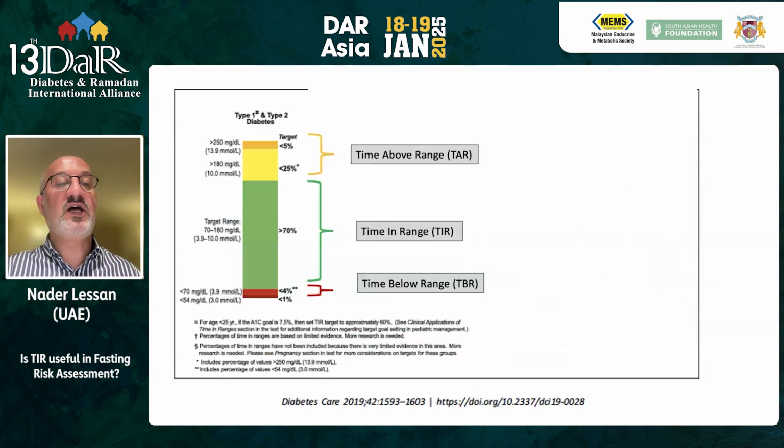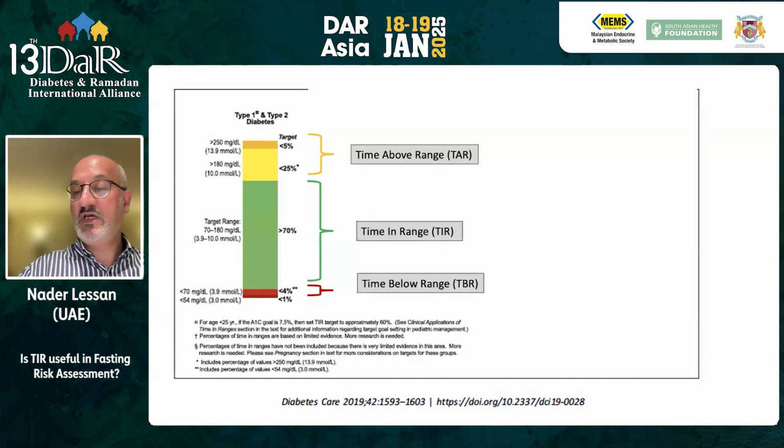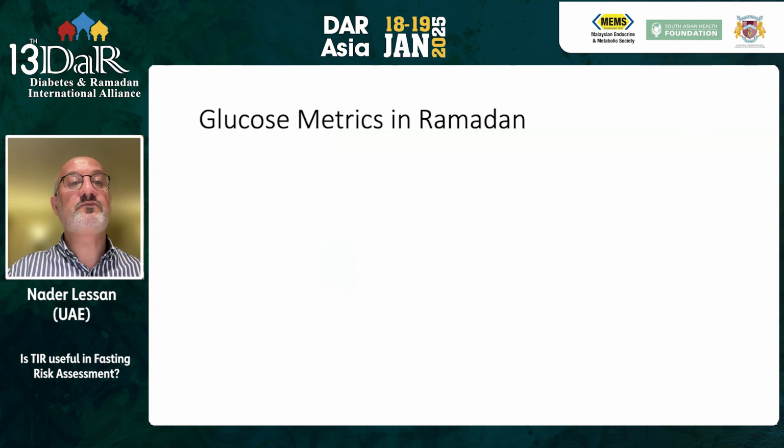There are thresholds for time above range, time in range, and time below range. And the one applicable for most patients with type 1 and type 2 diabetes has been defined and accepted, published in Diabetes Care 2019. But the question is, do these apply to our patients during the course of Ramadan fasting, or should they be different in any way? And in particular, time below range, should it be different, given the fact that during the fasting hours, we don't have the liberty of breaking the fast with hypoglycemia? Should it be different? And what about time above range? Should it be different than time in range?